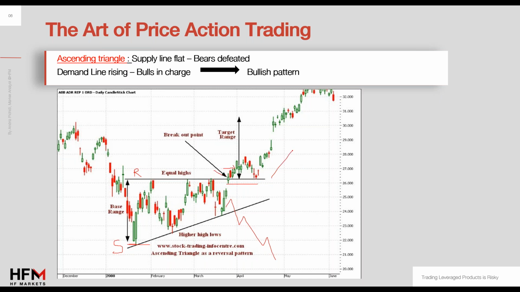So long position with stop loss over here, and where should be your target? An easy way, unless you have your own strategy that you follow in order to set targets, another easy way, if you have spotted an ascending triangle, is to measure the base range. So you have spotted the triangle, right? So go back and measure the distance on the beginning of the triangle, so the base of the triangle. So measure this distance and use that as your target area.